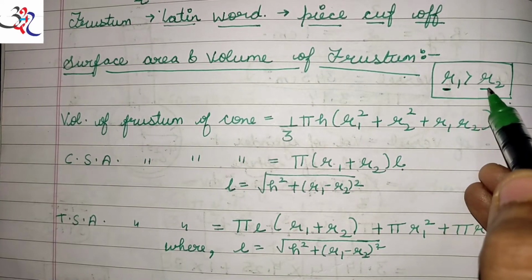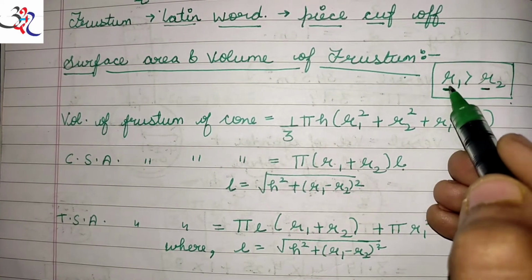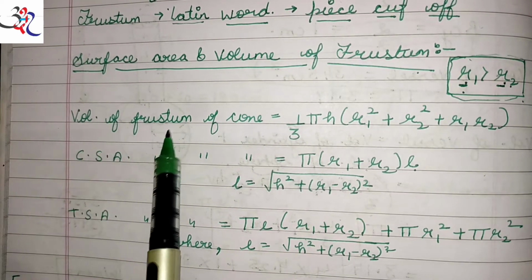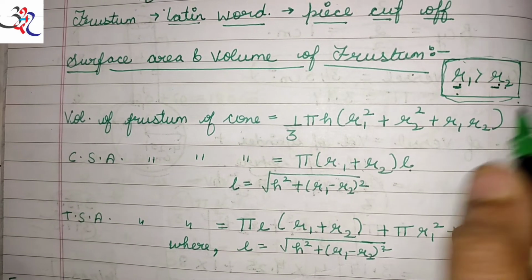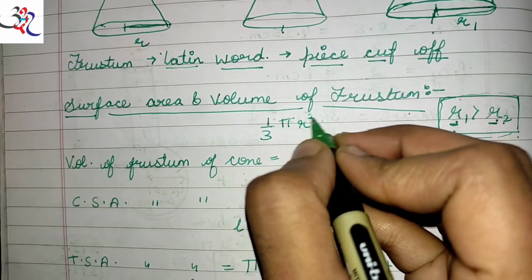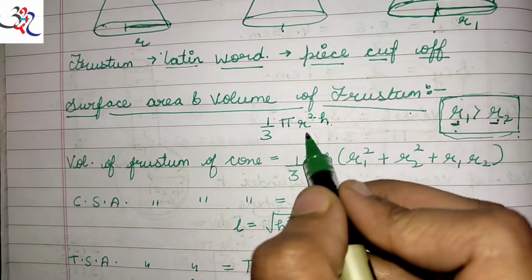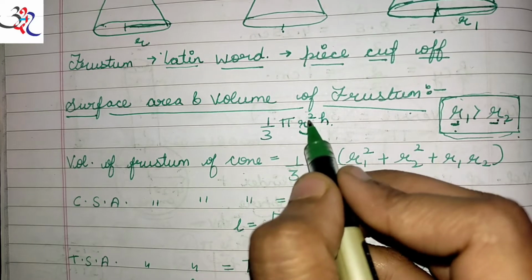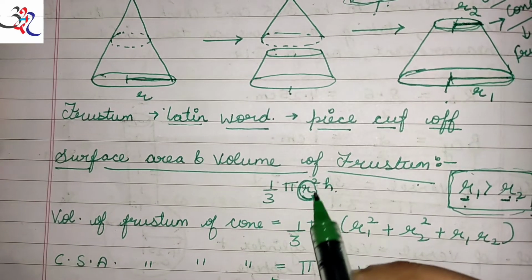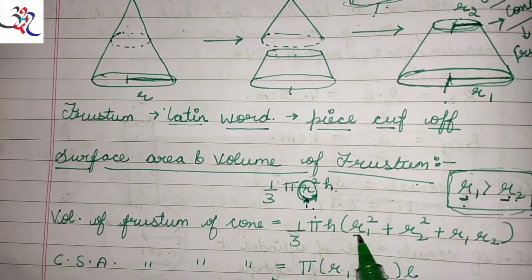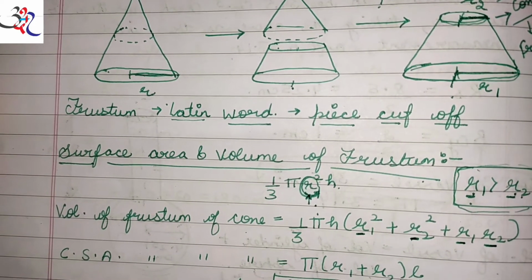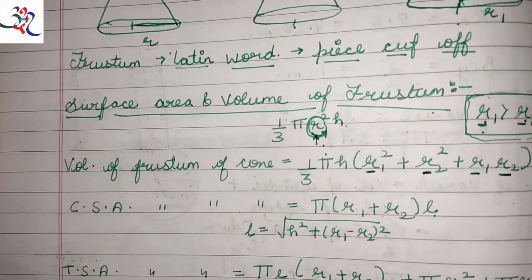While solving the examples, always remember that r1 will be greater than r2. So let's move on to how to find the volume of the frustum of the cone. You know that the volume of the cone is given by 1 by 3 pi r square h. In the case of a cone, there was only one radius, but now in the case of a frustum, we have two radii, r1 and r2. So we replace r square by r1 square plus r2 square plus r1 into r2.